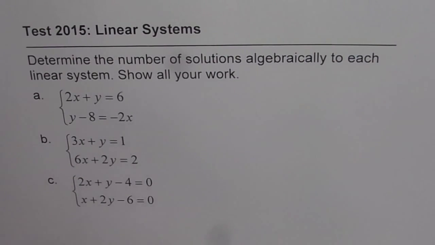So there are three given linear systems: 2x plus y equals 6, y minus 8 equals minus 2x; 3x plus y equals 1, 6x plus 2y equals 2; and 2x plus y minus 4 equals 0, x plus 2y minus 6 equals 0. You can solve this question and then look into my suggestion.